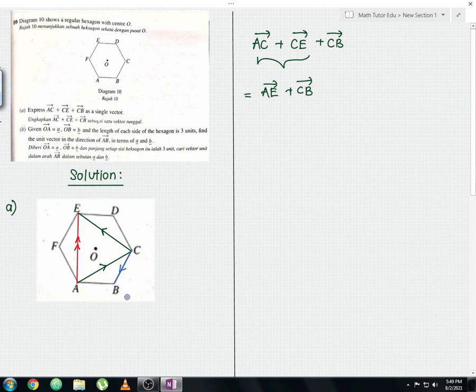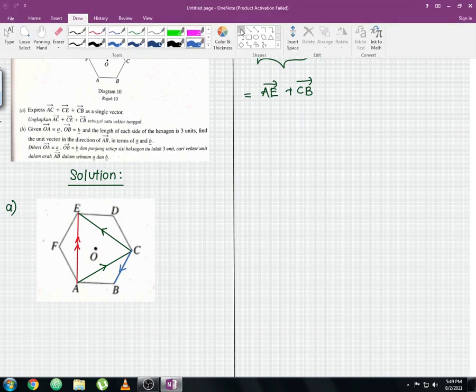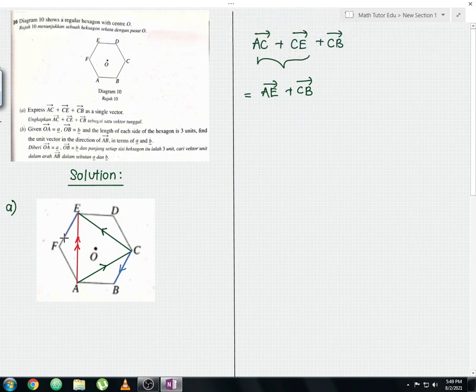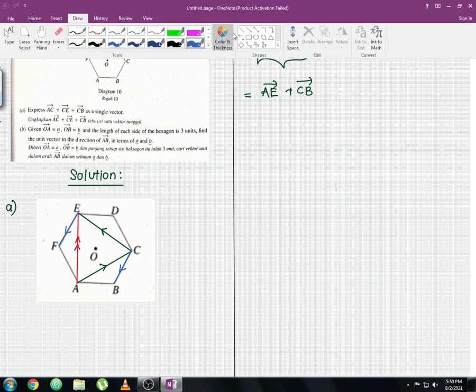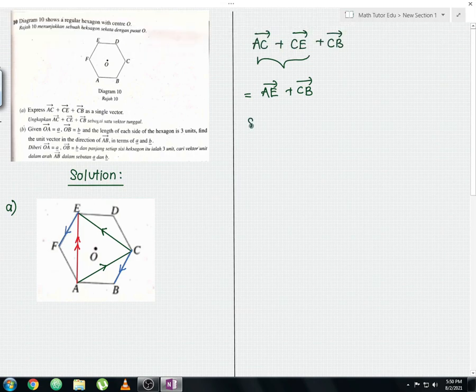Since this is a regular hexagon, for this vector CB we can find an equal parallel vector. In this case, we can use the vector EF. Since vector CB is parallel to vector EF, we can set our vector CB as vector EF. So let me draw the vector CB over here. Since vector CB is parallel to vector EF, so this is the parallel symbol.